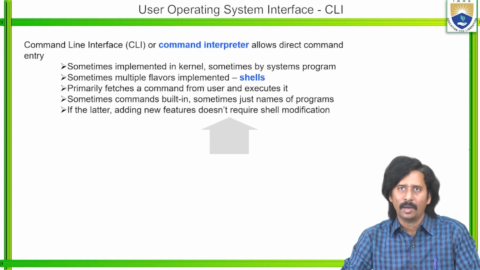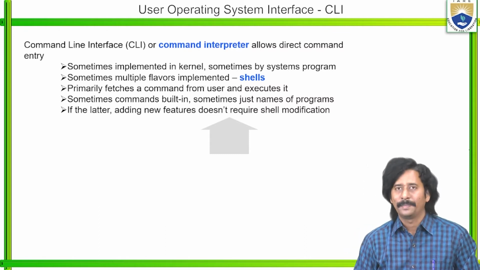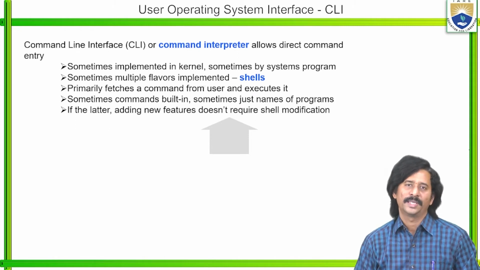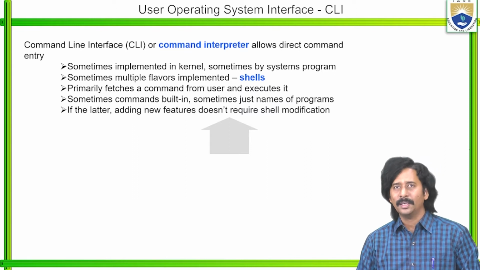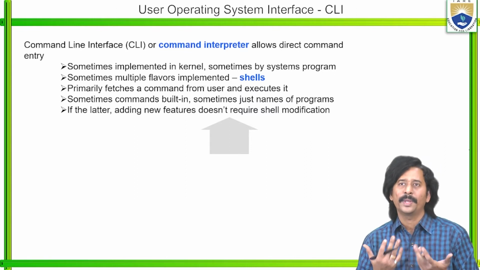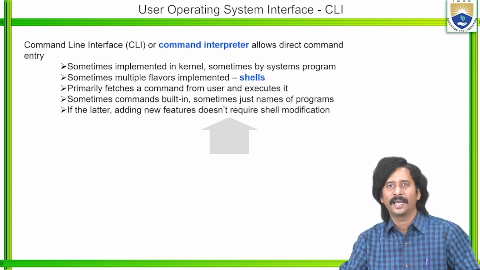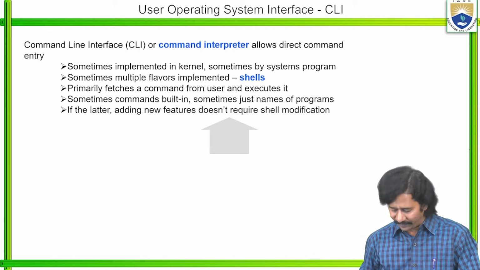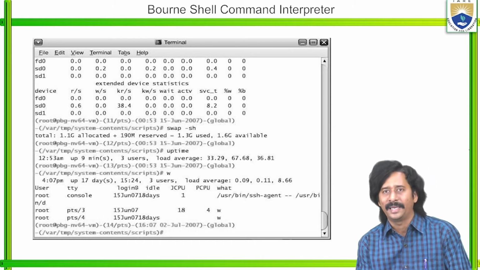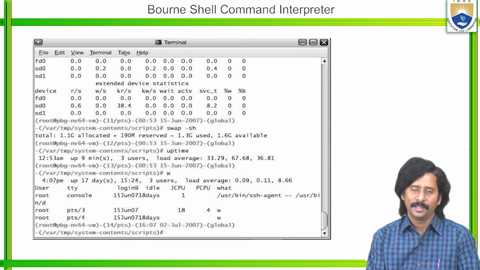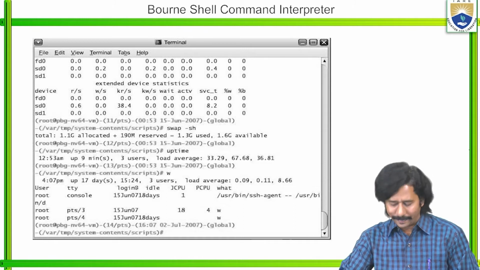How does this command line interpreter work? Primarily, it fetches a command from the user and executes it. We know the basic thing in case of MS-DOS, right? mkdir to make a directory, cd, something. The command line interpreter fetches a command from the user and executes that command. Sometimes these commands may be built-in commands and sometimes they are programs. In this way, the command line interface provides some services to the users. The best example for the command line interface is the Bourne shell command interpreter. Here, each and every action is done with the help of commands only.